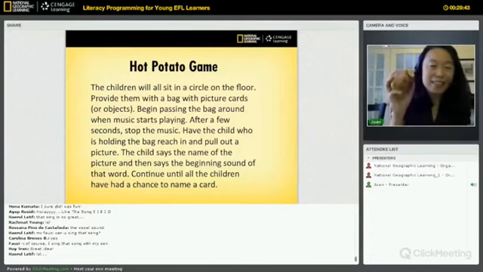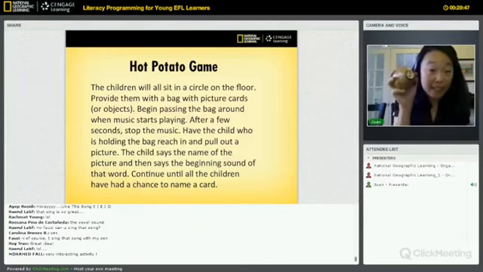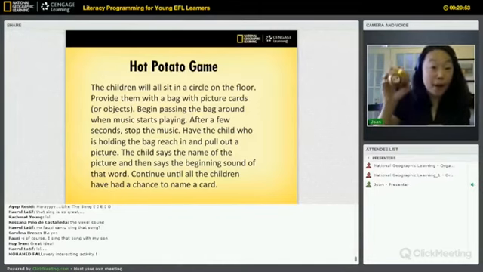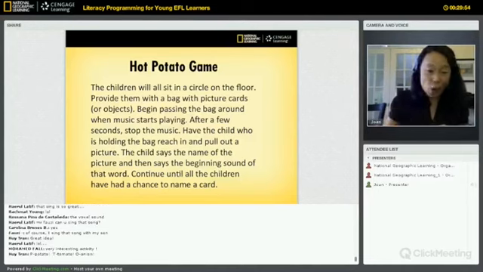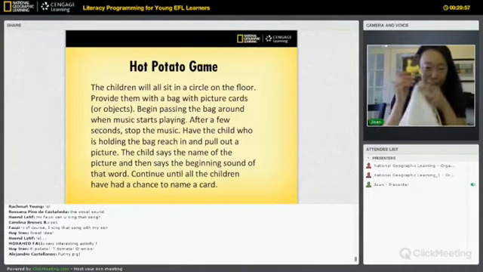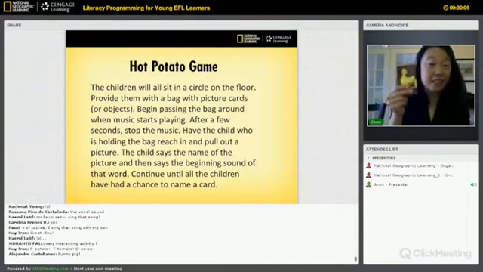Okay, so then the child says the name of the picture or object. In this case, it's a pig, and then says the beginning sound of the word, right? So you could say pig, p, p. Or maybe there is a card in here. Oh, I do have a card in here too, and it's a duck. So I would identify the right English word, duck, and then say the beginning sound, duh, duh.